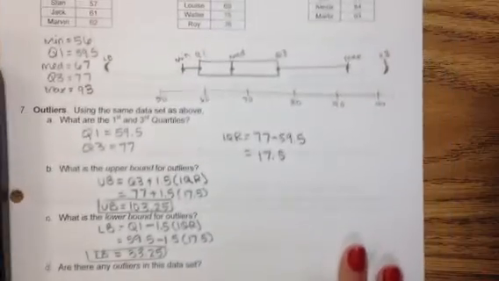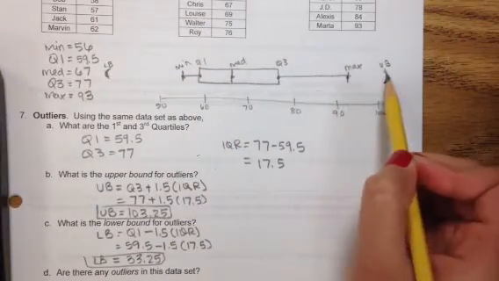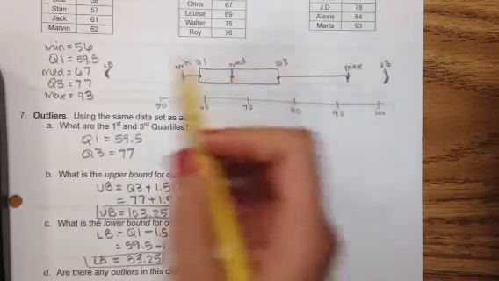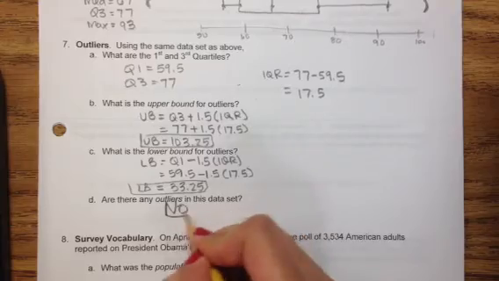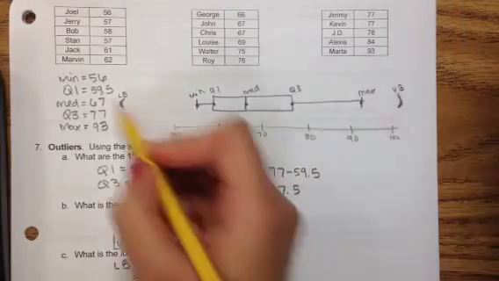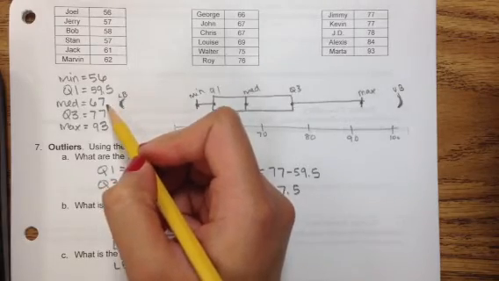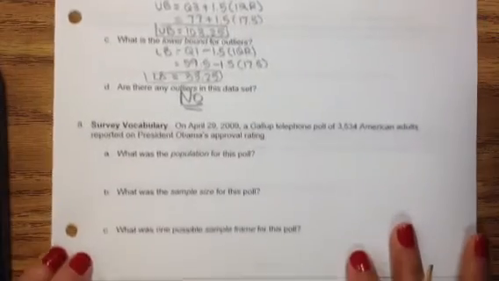So are there any outliers in this data set? Well, no, because all our data is here. And there aren't any numbers higher than our upper bound or lower than our lower bound. Therefore, there aren't any outliers. If we had a number that was over here or over here, then those would be outliers.